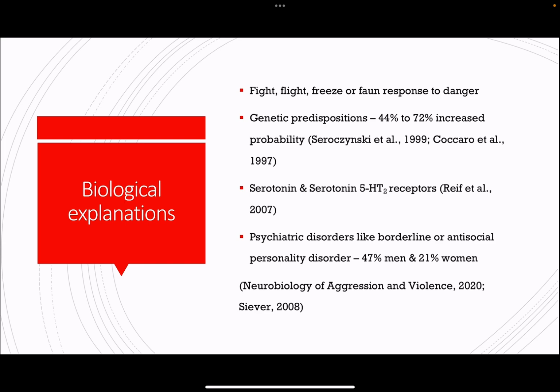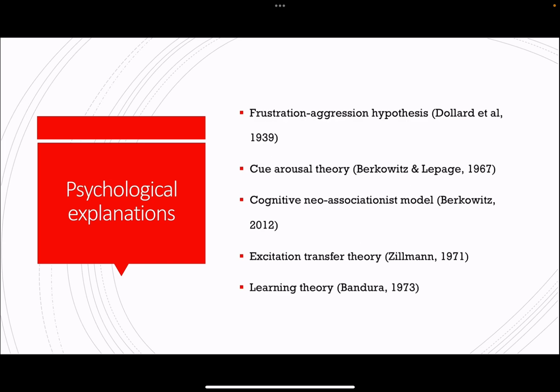Psychiatric disorders are often associated to impulsive aggression, such as borderline and antisocial personality disorder, among which 47% of men and 21% of women who are violent offenders are diagnosed with this disorder. The psychological theories to aggression include the frustration-aggression hypothesis, cue arousal theory, cognitive neo-associationist model, and excitation transfer theory, learning theory, and social information processing model.